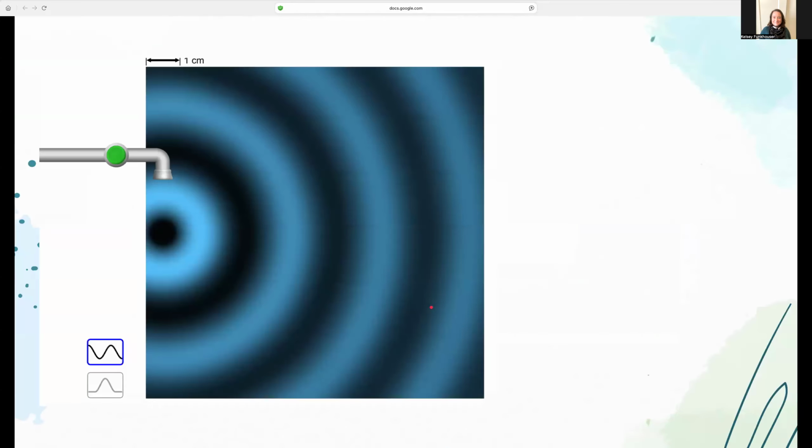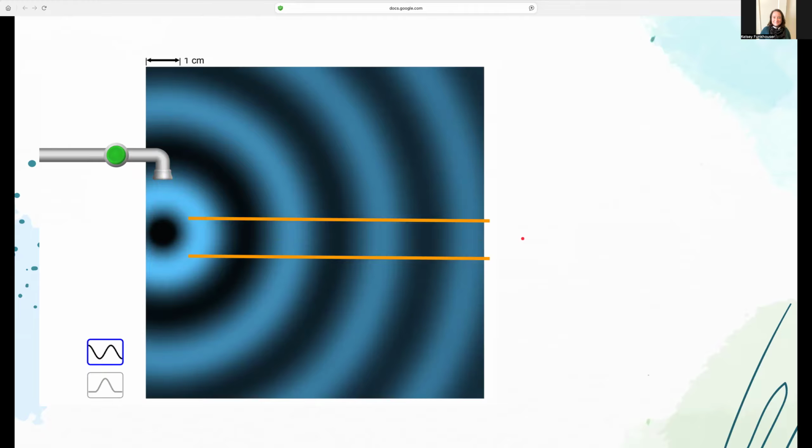I also wanted to have us look at these waves from another perspective, because you're going to have an activity where you work with this. So this is like waves in water from above. This is a simulation where you drop water from this spigot, and it sends out waves. So instead of looking from the side like we were before, we're looking from above.